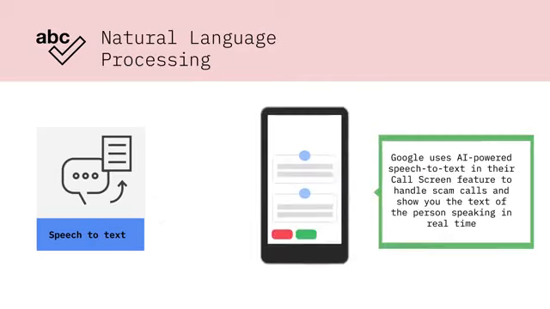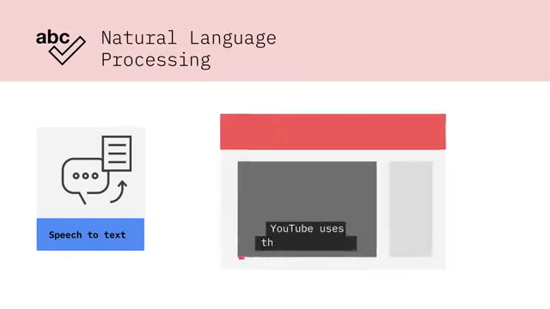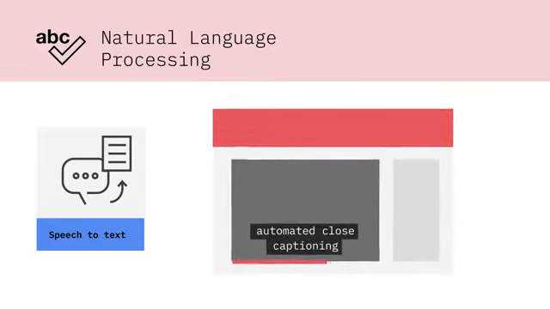Google uses AI-powered speech-to-text in their call screen feature to handle scam calls and show you the text of the person speaking in real time. YouTube uses this to provide automated closed captioning.